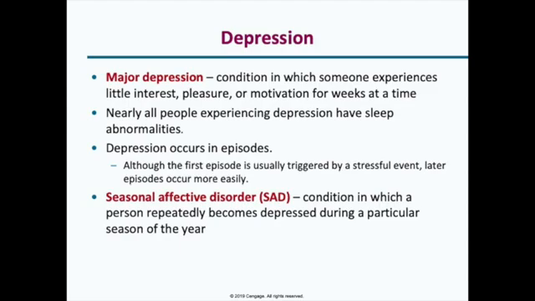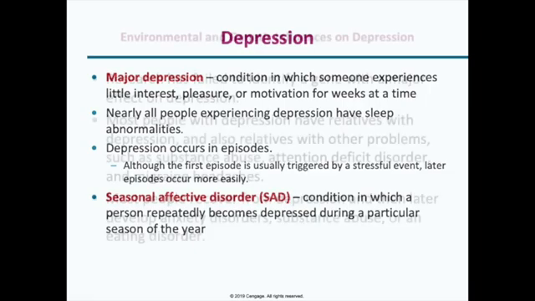Typically, an intensely stressful event such as a divorce or a death of a close loved one triggers the first episode of depression, but later episodes may occur with less provocation. In a related condition, seasonal affective disorder, people repeatedly become depressed during a particular season of the year. The most effective treatment for seasonal affective disorder is exposure to a bright light for a few hours each day, assuming the bright light is full spectrum UV.